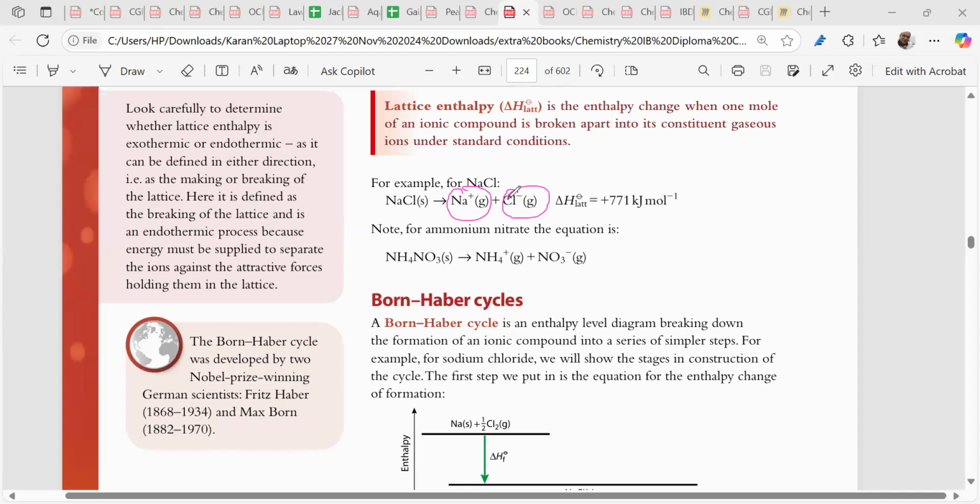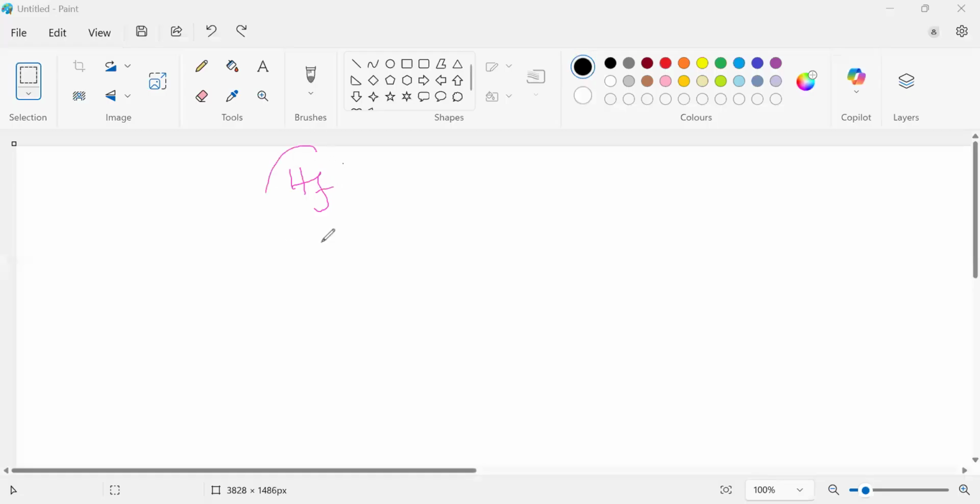Clear, everybody? So now going to the next part, we have to see that when we utter the word Born-Haber cycle, what exactly is a Born-Haber cycle? To understand the Born-Haber cycle, we have to know the definition of the enthalpy of formation. What is enthalpy of formation?